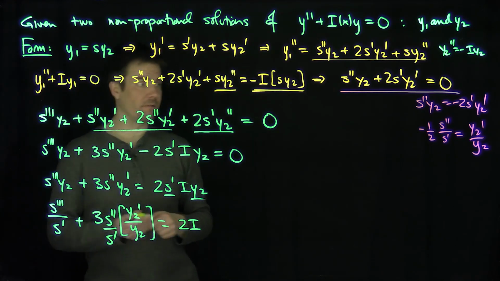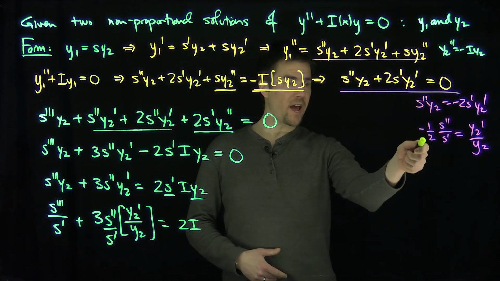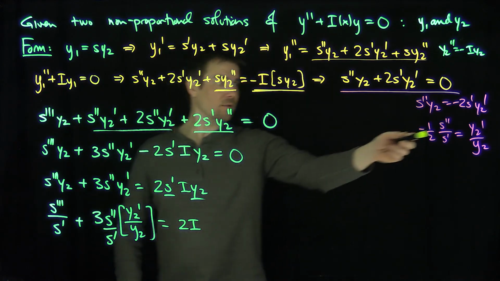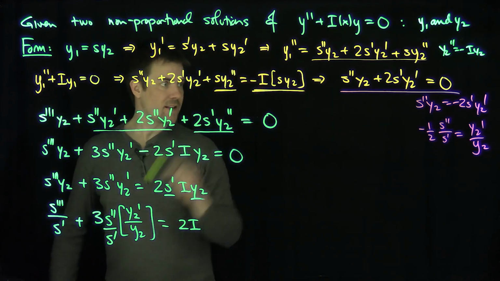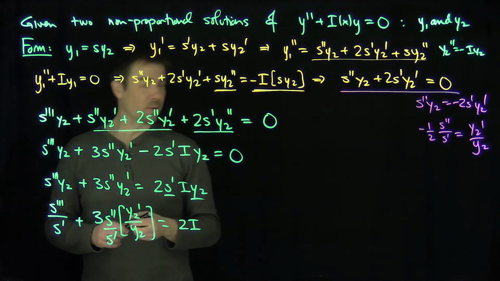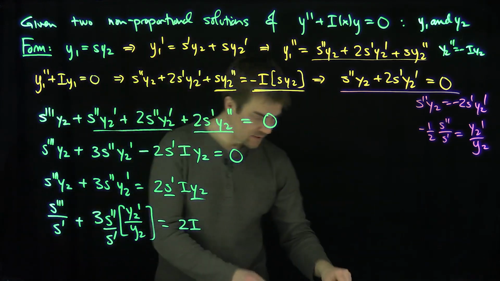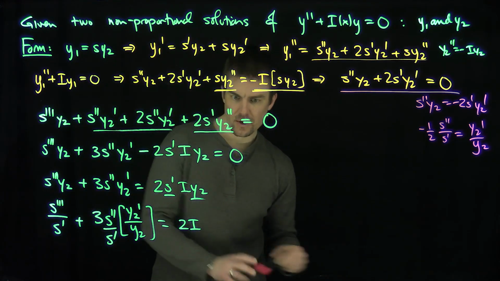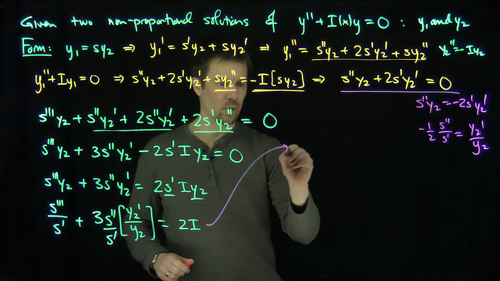Now we can simplify this one final step because I know that this is negative 1/2 s2 double prime. So I know the logarithmic derivative of y2 is given by negative 1/2 s prime s double prime over s prime. So what I see over here is that this last term is exactly what? So this will simplify over here to what equation?